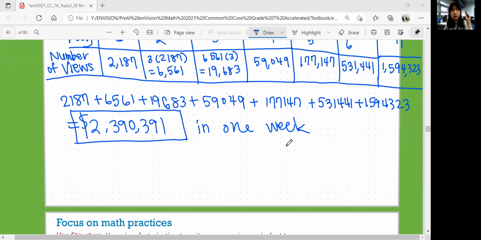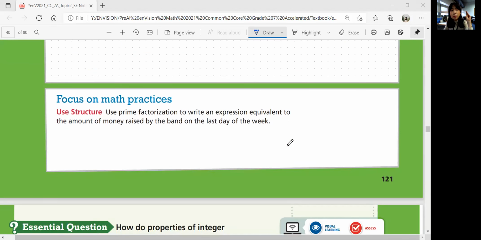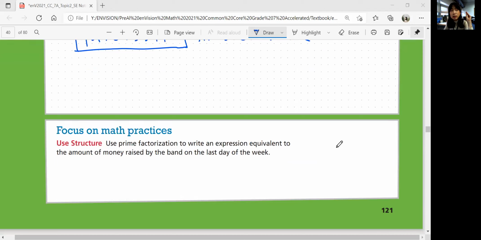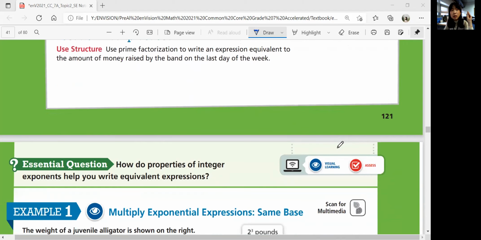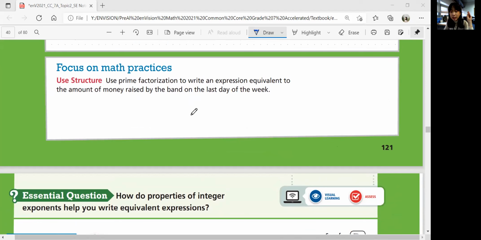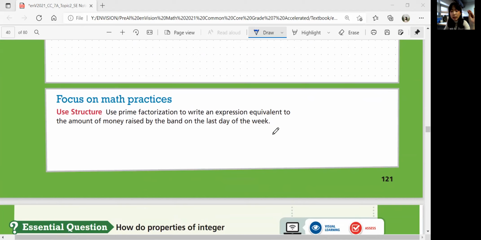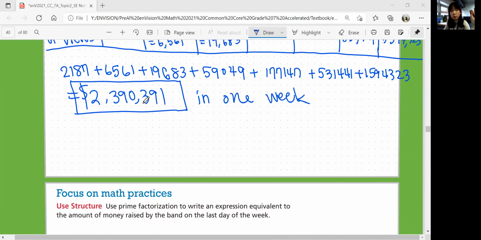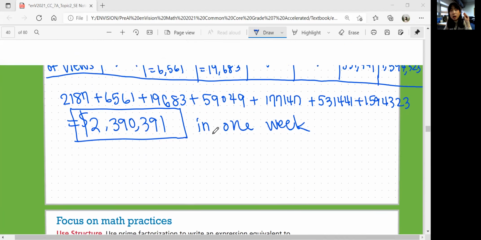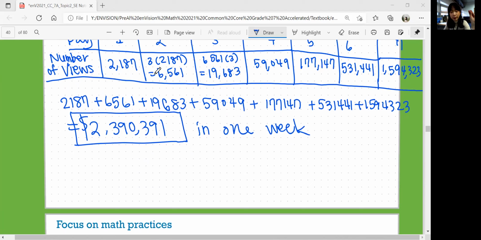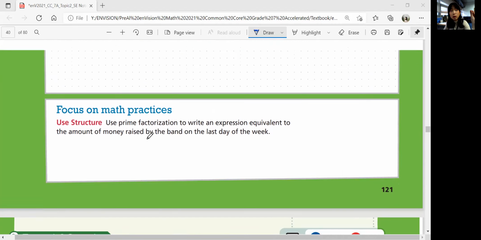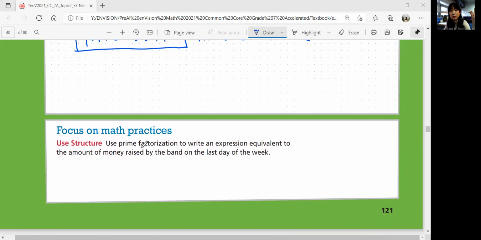All right, let's look at focus on math practices. Use prime factorization to write an expression equivalent to the amount of money raised by the band on the last day of the week. You should use prime factorization to explain this, okay? Prime factorization means you will use prime numbers to factor out this big number. So what is the number that you're multiplying by? 3.